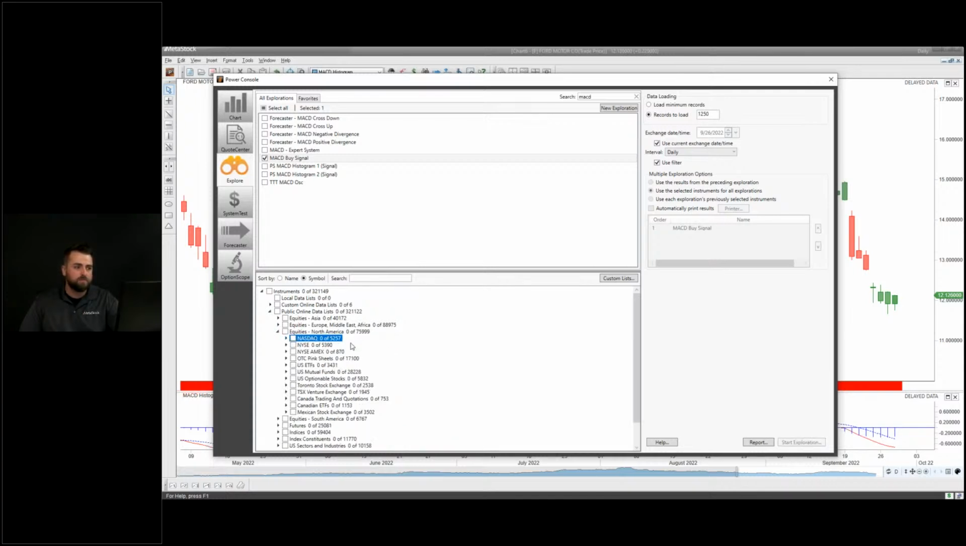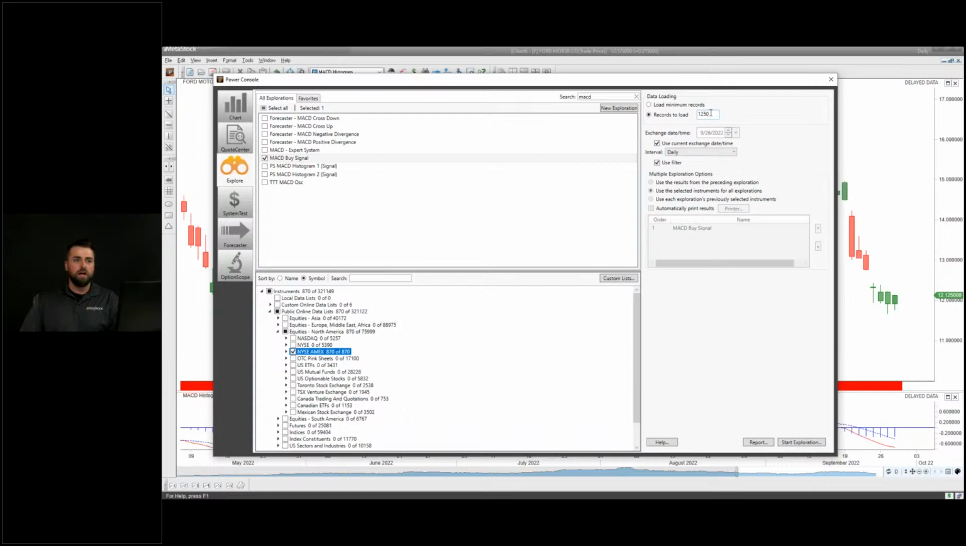Just for demo purposes, I'm going to do a smaller list. Let's go with the NYSE, or formerly the Amex, American Exchange. And that one just has 870. So yeah, I want to see what has a buy signal today on the Amex. We're going to look at a daily chart or a daily time frame, just because that's easy. That's what we've been doing for demo purposes.